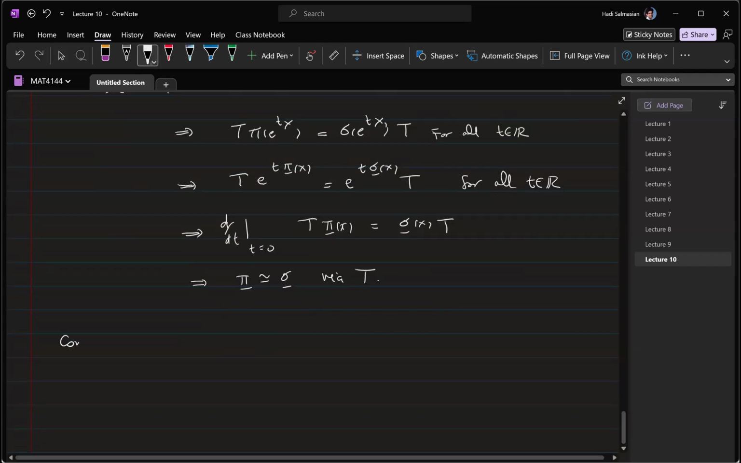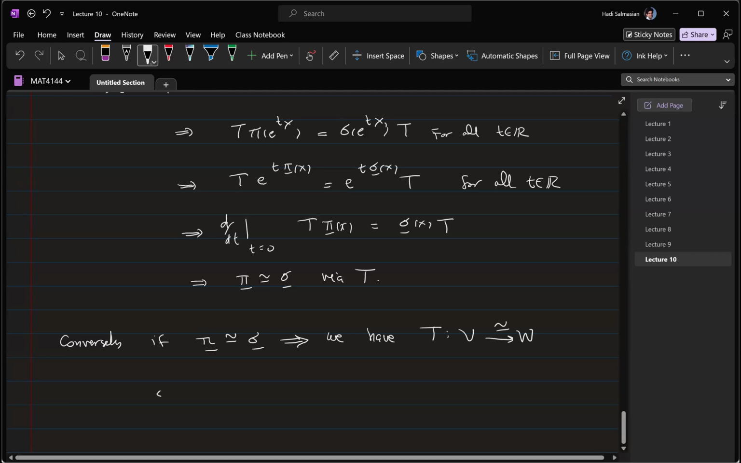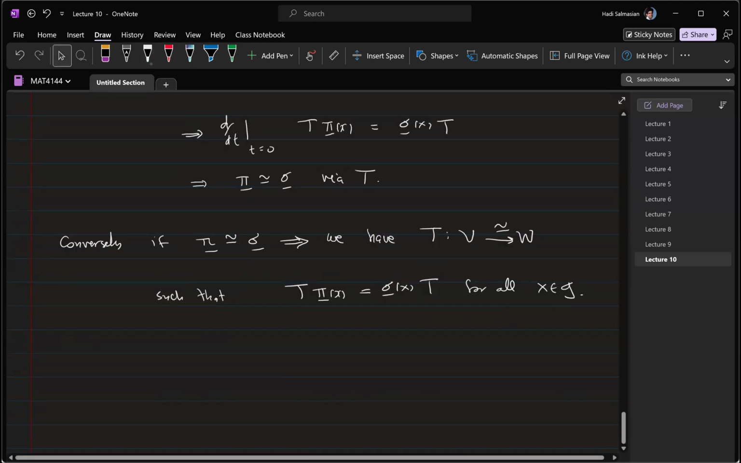So conversely, if pi underline is isomorphic to sigma underline, then we have a T going from V to W, which is an isomorphism of vector spaces, not as modules yet, but I mean for, like G, but for certainly the algebra, yes. So such that T pi underline X equals sigma underline X T for all X in the Lie algebra. So now what do we do? How do we relate it to the group elements?